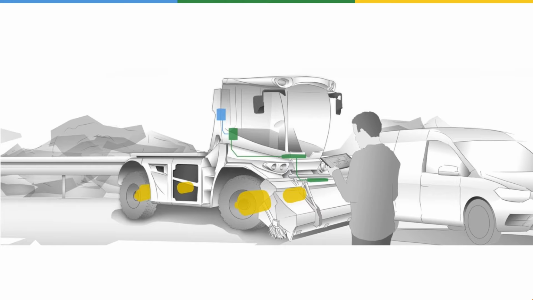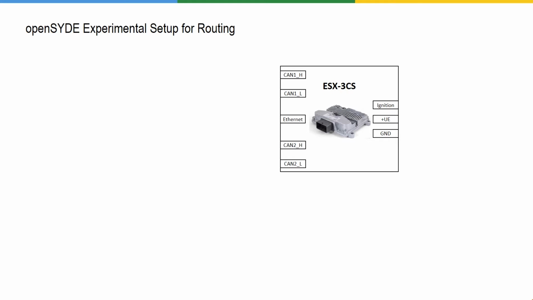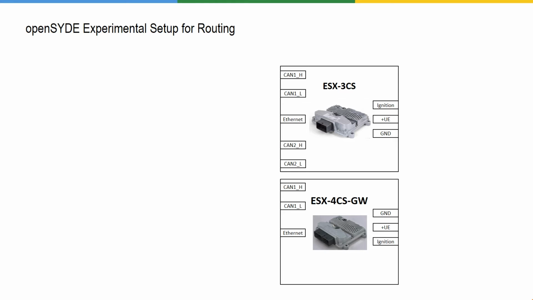With the routing feature, communication from the openSYDE client PC is routed through another controller to the target controller via an easier to access interface. To demonstrate the routing, we use two controllers from STW, one ESX3CS and one ESX4CS. Both controllers are connected to a power supply. They offer CAN and Ethernet as communication interfaces.